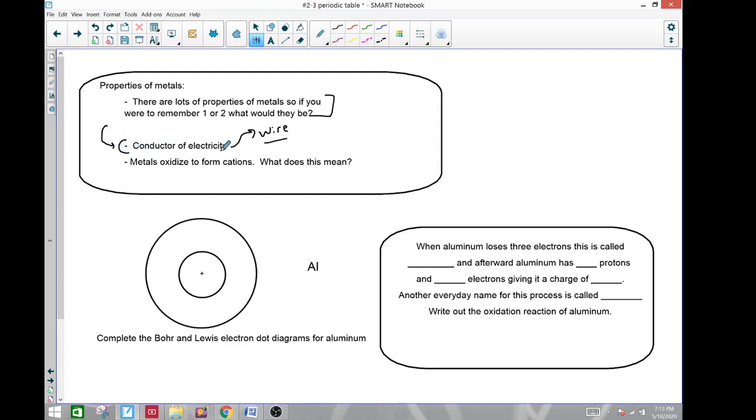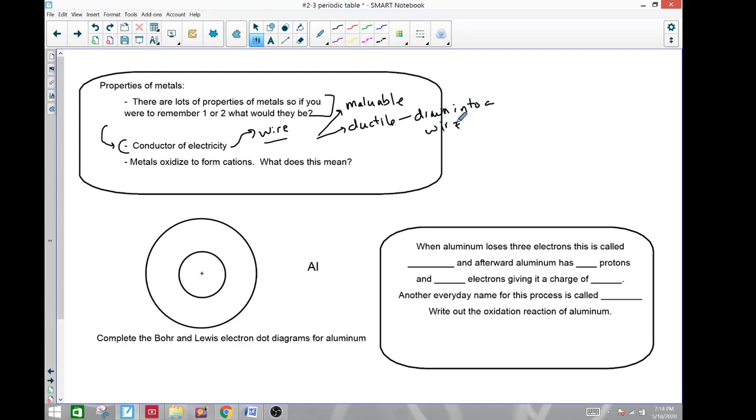There are other ones though. Let's add a few other properties of metals in here. You can add them in yourself as well. They're very malleable. But are all metals malleable? Not necessarily. They are very ductile. Now, is everyone ductile? No. What does that mean? It means it can be drawn into a wire.